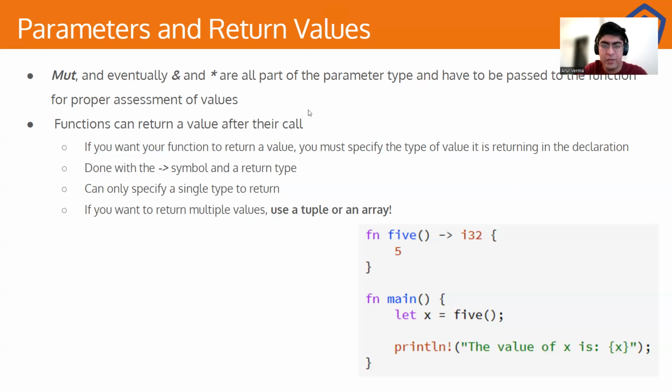Now, if you want your functions to return a value after you call them, you use the arrow symbol, which is literally a dash and a less than sign.